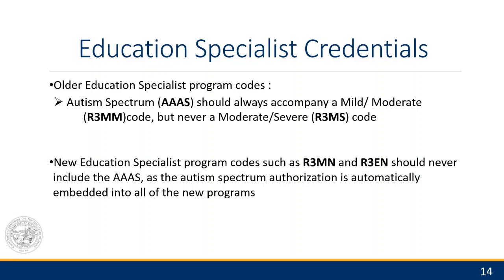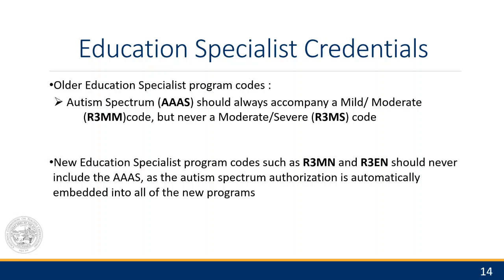So for the old codes, the autism spectrum code should be added with mild moderate, but it's not going to be added for the moderate severe code. Or early childhood, I should mention that as well. That does not get the autism code. So we see these recommendations go both ways. Sometimes we should see the autism code because it belongs there, and it's not there. And then other times we see it added and it shouldn't be there, and we have to delete it. So keep an eye out for that.